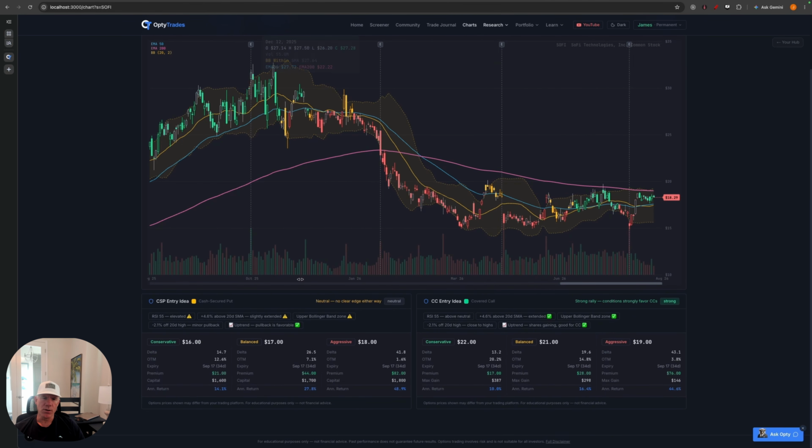But if you go down here to your entry signals, this is SoFi, my cash secured puts. Right now it's saying neutral, no clear edge either way. But when you look at the trade idea, it's saying just be a little cautious, understand where you're at. Now for covered calls, if you were to put some maybe a little bit lower, now it comes back and says, hey, we're moving. And we had a strong rally prior, and conditions strongly favor covered calls.